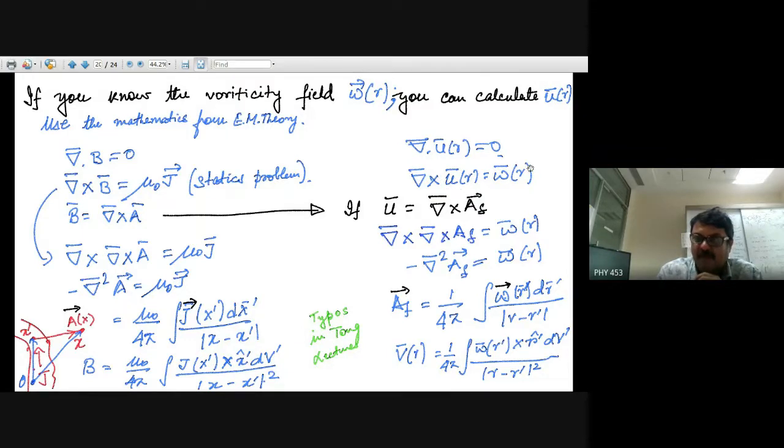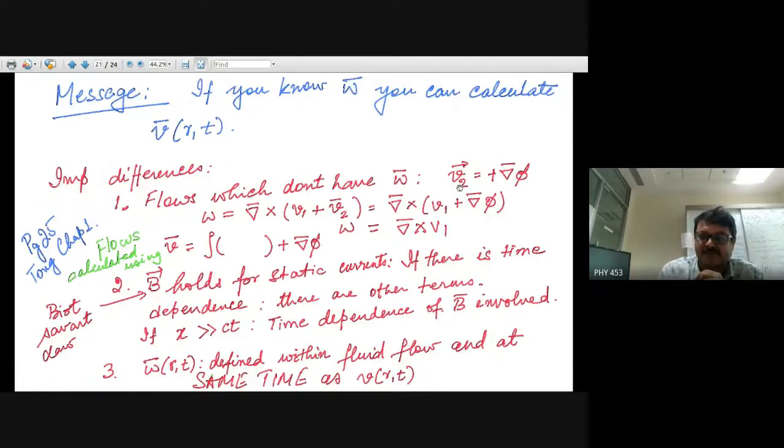So omega and u are defined instantaneously in terms of time. There's no time dependence of v involved. If you had a current change, then that will be felt at a distance greater than ct after some point. So if there's a current change here, the B field will take some time to travel to very large distances, and that B field will change after some point in time.